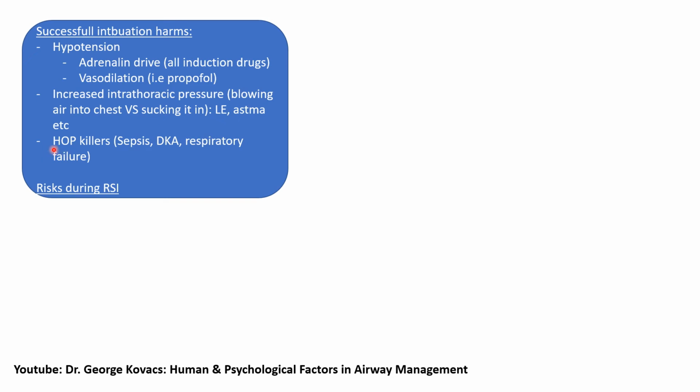HOP killers are, again, hypotension, hypoxia, and low pH. And these patients need lower doses of medicine, so lower doses of induction agents, and will have a problem with hypoxemia, even though they are pre-oxygenated and so on. So these are high-risk patients, and these are most of the patients that we will have to intubate in a code situation.